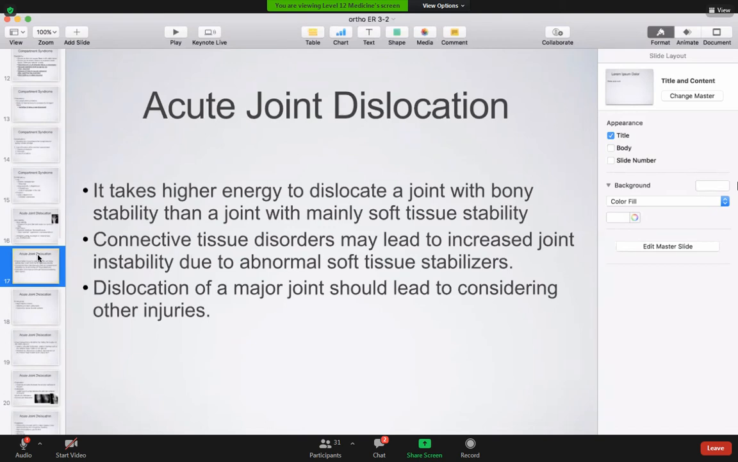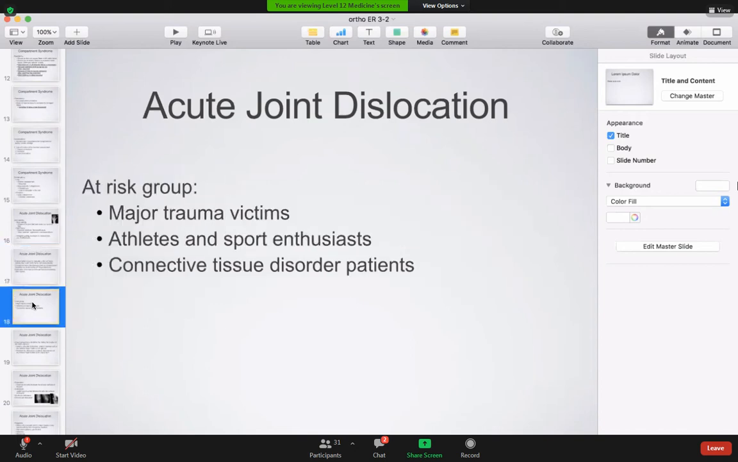The shoulder is commonly dislocated while the hip is rarely dislocated and requires very high energy. Connective tissue disorders may lead to increased joint instability due to abnormal soft tissue stabilizers. Dislocation of a major joint should lead to considering other injuries like fractures or other joint dislocations. So who's at risk? Major trauma victims, athletes and sport enthusiasts, connective tissue disease patients.